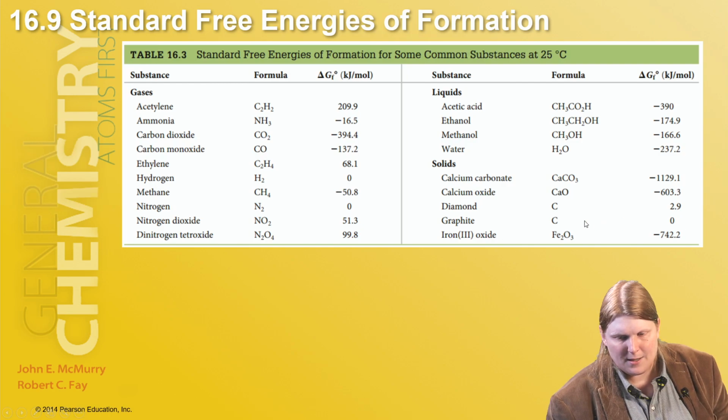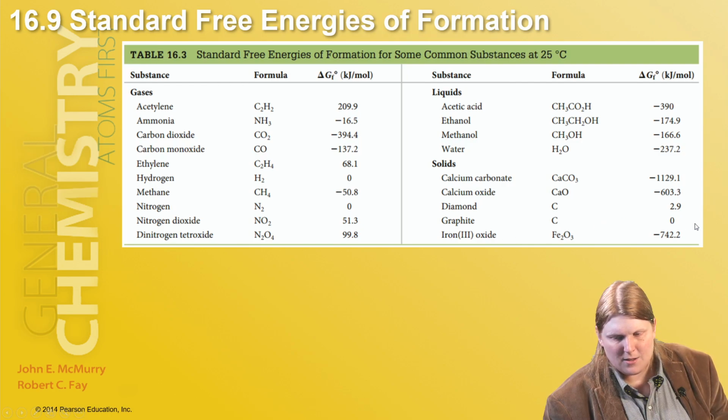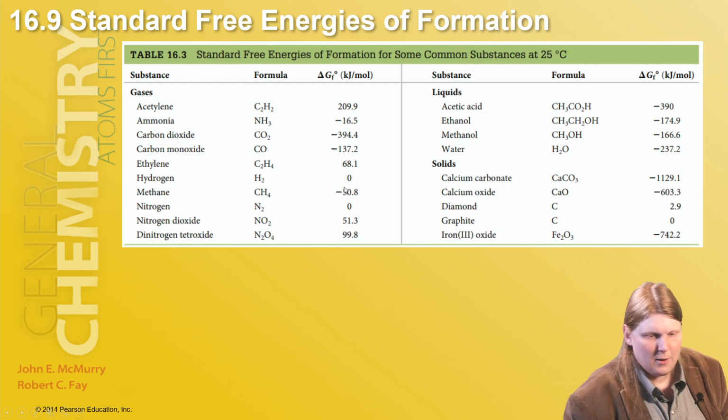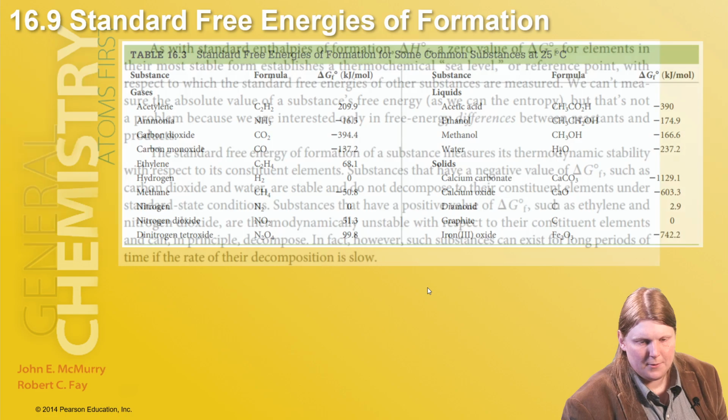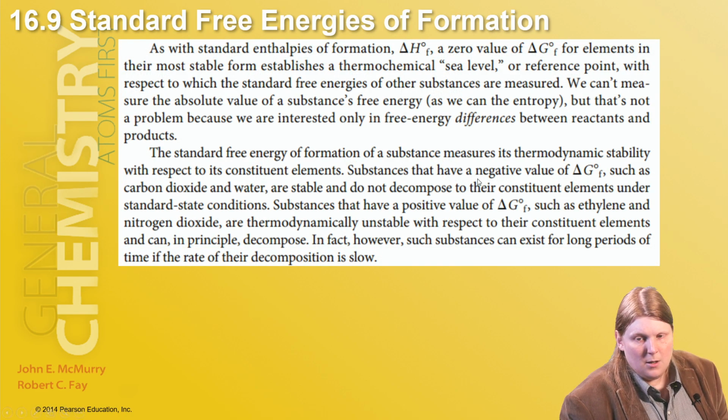Notice that graphite is 0. Graphite's the phase for carbon. Diamond is not. Diamonds are spontaneously turning into graphite over time. It's just really, really slow, right? Hydrogen is in its correct elemental state. Nitrogen is in its correct elemental state. So we see that this follows the delta H rules. We only need a free energy difference. Again, that's why we don't have a absolute scale like we do for entropy.